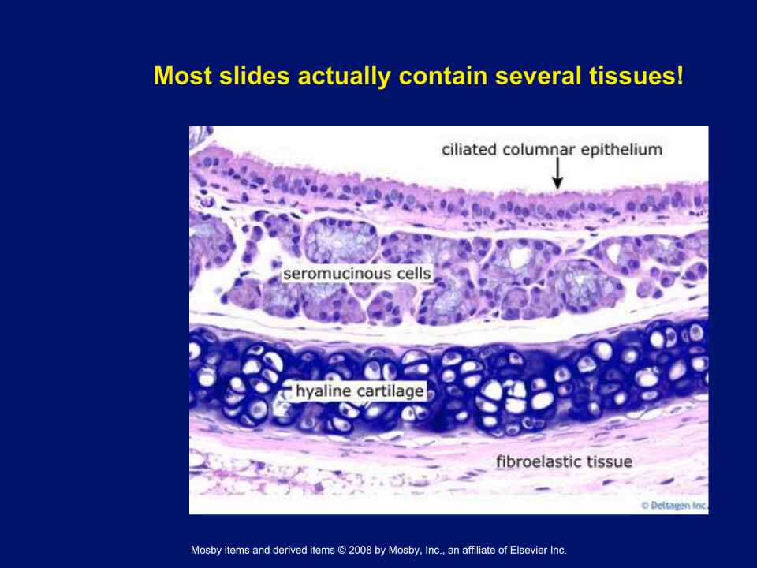So here's a picture of that slide that just said cartilage, and we can see, of course, it has cartilage in there, but it also has something called ciliated columnar epithelium and also seromucous cells. So in reality, we have 3 or 4 different types of tissue all in this one slide that said it was just cartilage.